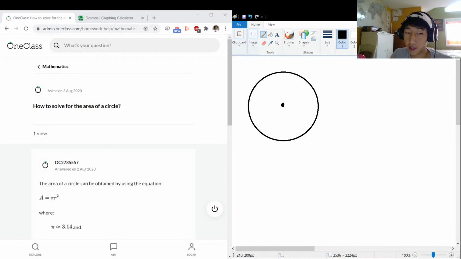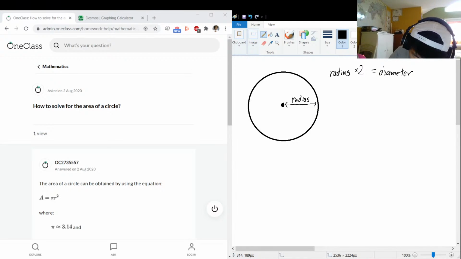To find the area of the circle, there's a couple ways that we could do this. Either we know the diameter or we know the radius. And if you know one, you know the other. So we know that radius times 2 is equal to diameter. So I'll draw what the radius is. So this is the radius. Often we will call it just r. And the diameter, being twice that, is like this.